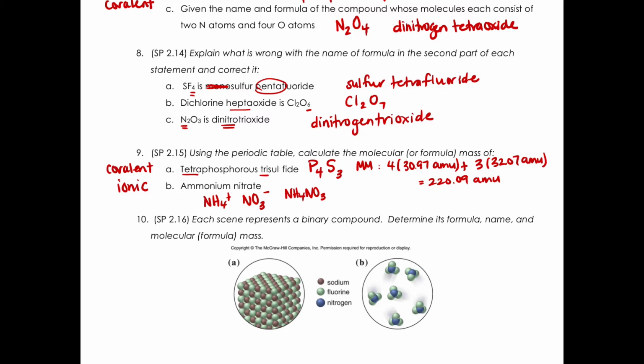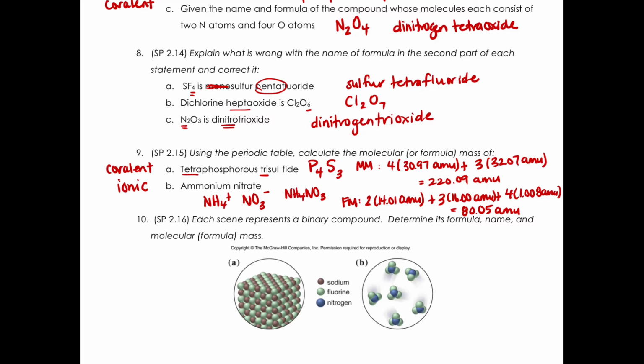And being an ionic compound, we have a formula mass. So in this case, we've got nitrogen in both of our polyatomic ions, so there's 2 of them, each coming at 14.01 atomic mass units. We've got 3 oxygens at 16.00 atomic mass units, and then 4 hydrogens at 1.008 atomic mass units. Add those all up, and we're going to get 80.05 atomic mass units.